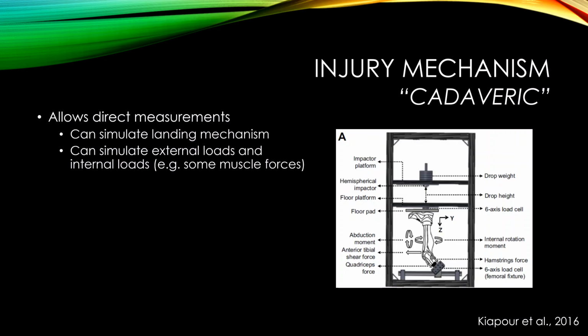And obviously this is a simulation of the external loads that the leg would experience during landing, but they can also simulate internal loads. So another thing that they tend to do, and you can sort of notice this if you look towards the bottom of the diagram, they actually tend to attach cables to the attachment sites of certain muscles like the quadriceps and the hamstrings, and they can actually put force through those cables to simulate a more realistic scenario where the muscles would actually be contracting and producing force.